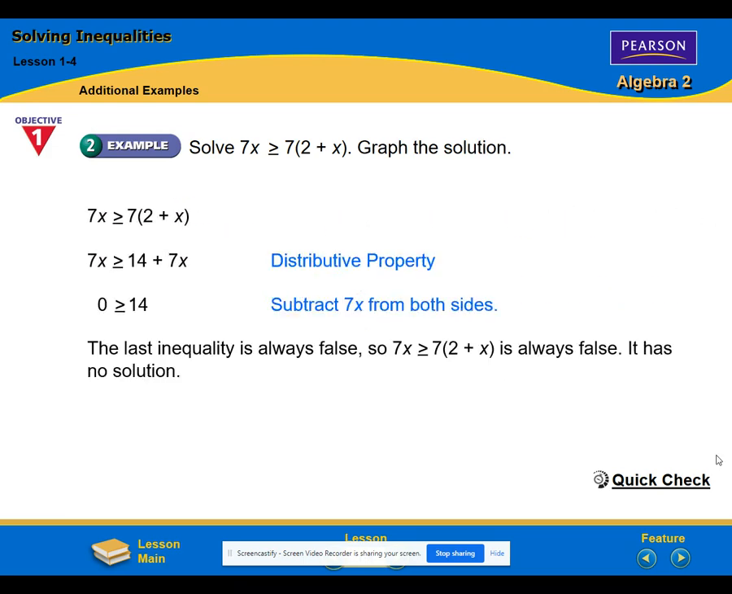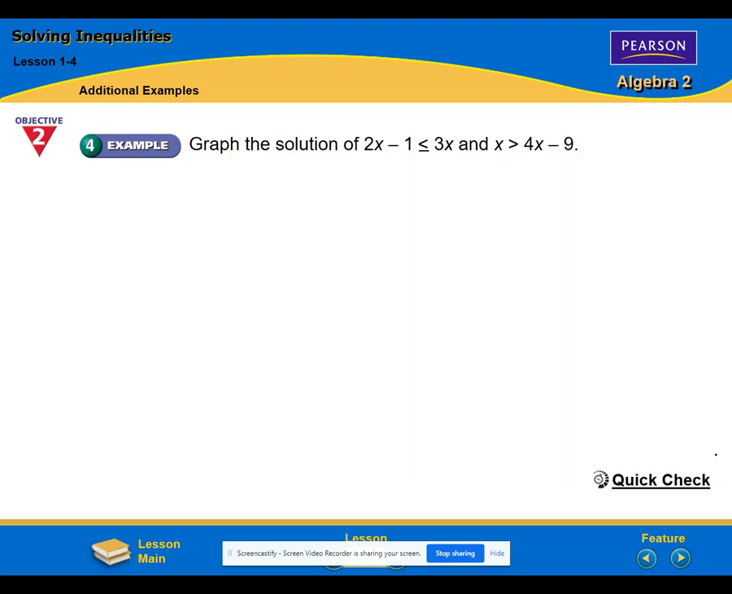Okay, moving on. We're skipping that example. This says graph the solution of 2x minus 1 is less than or equal to 3x, and keyword and, we're going to emphasize that more in the very next lesson that we do, and x is greater than 4x minus 9. So we're just going to tackle these one at a time. Go ahead and subtract 2x from both sides. That's probably what most people would do. Negative 1 is less than or equal to x.